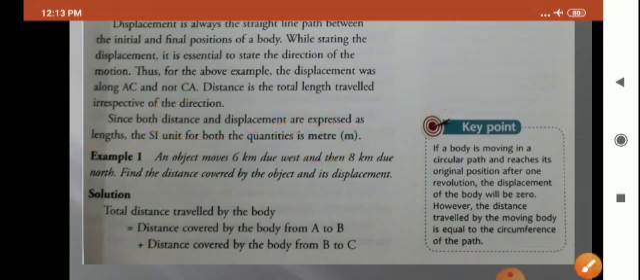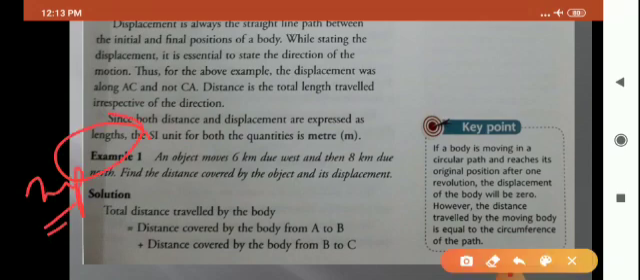Now coming to example 1, this example is very important, children. These types of questions come in your exam also, so just pay attention. Here we are talking about direction also. According to a map, you know there are 4 directions: north, south, east, west. When you do these types of questions, do make these directions so that it is easy to solve the question.